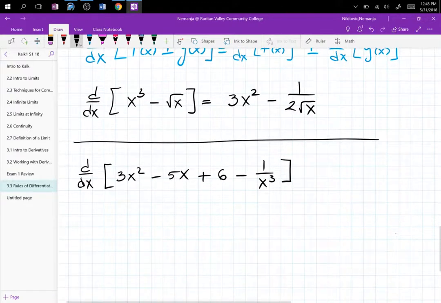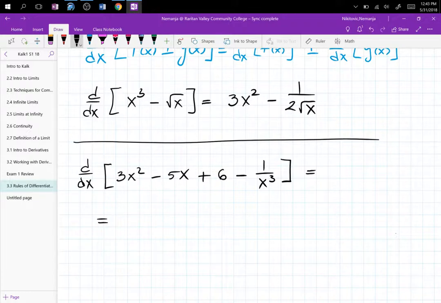So if you look at this problem, you actually have to employ all of these techniques that we learned so far. First off, you have 4 terms. That means there are 4 separate derivatives to be taken. First 2 are polynomials. The next one is the constant rule. And the last one is the radical function, which also uses the same rule like for polynomials.